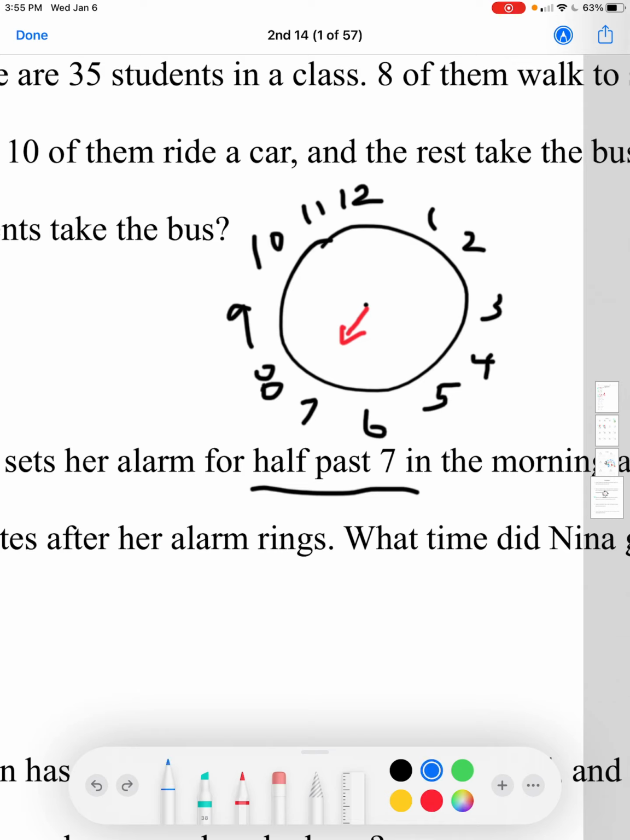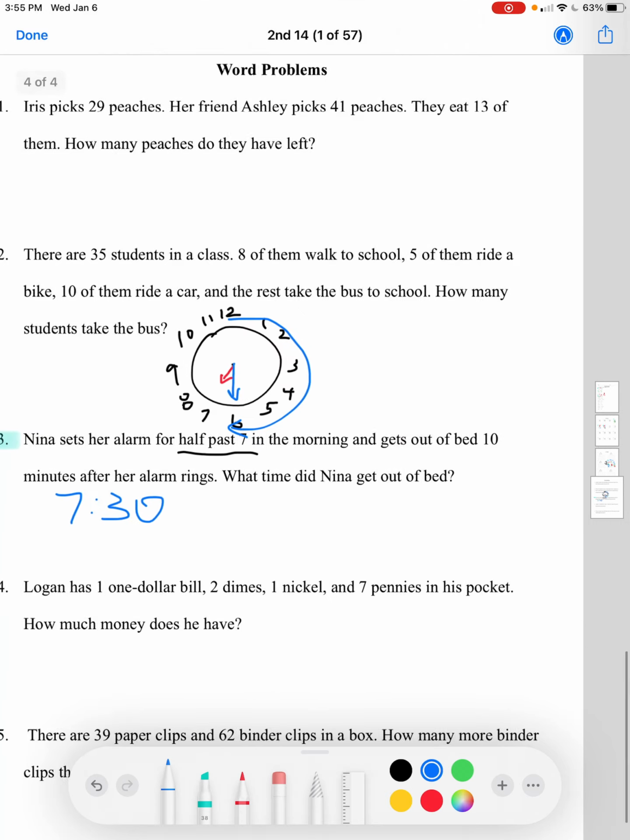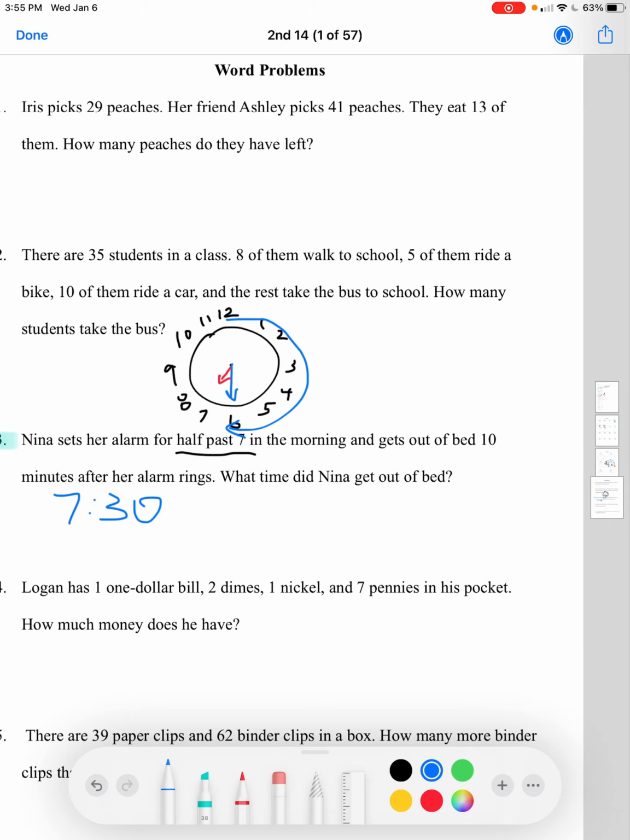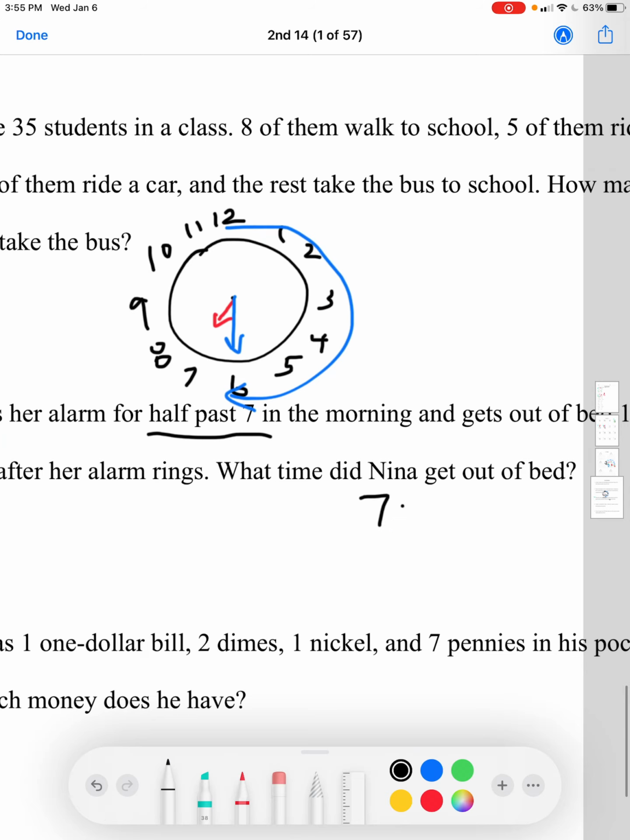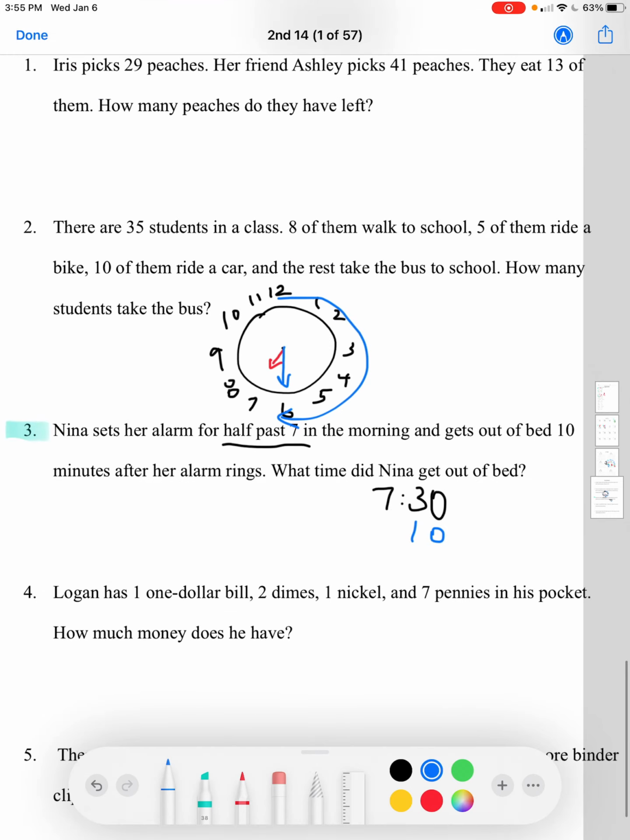So we've gone over this before, but this would be 7 o'clock. And this would be 7:30 because we moved past half of the clock. We haven't gone in full rotation yet. We went half past the clock. So this is 7:30. And then she gets out of bed 10 minutes after her alarm rings. So 7:30 and then 10 minutes. Okay, this is 10. So she gets out of bed 10 minutes after her alarm rings.